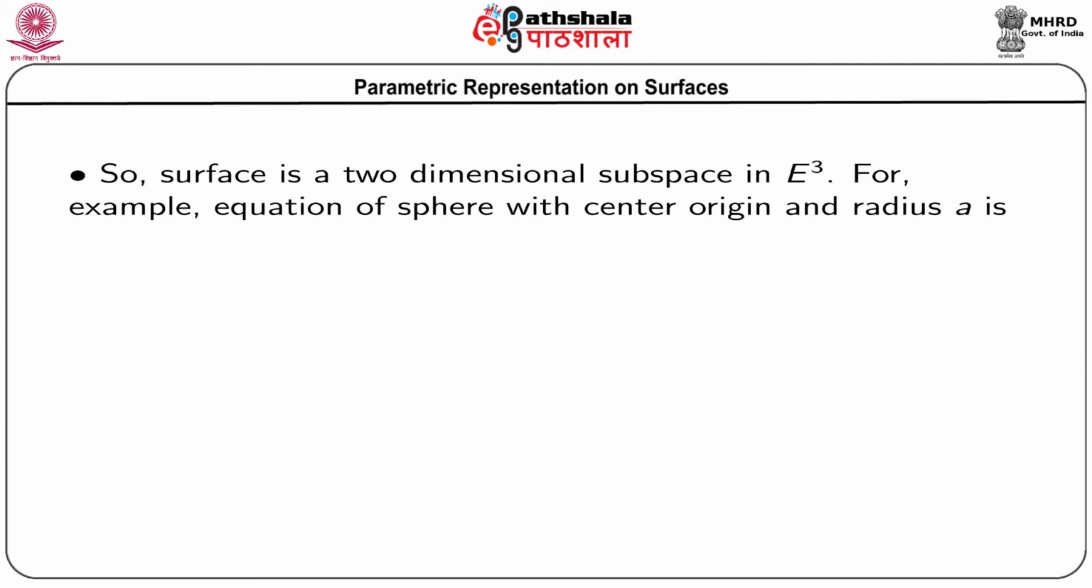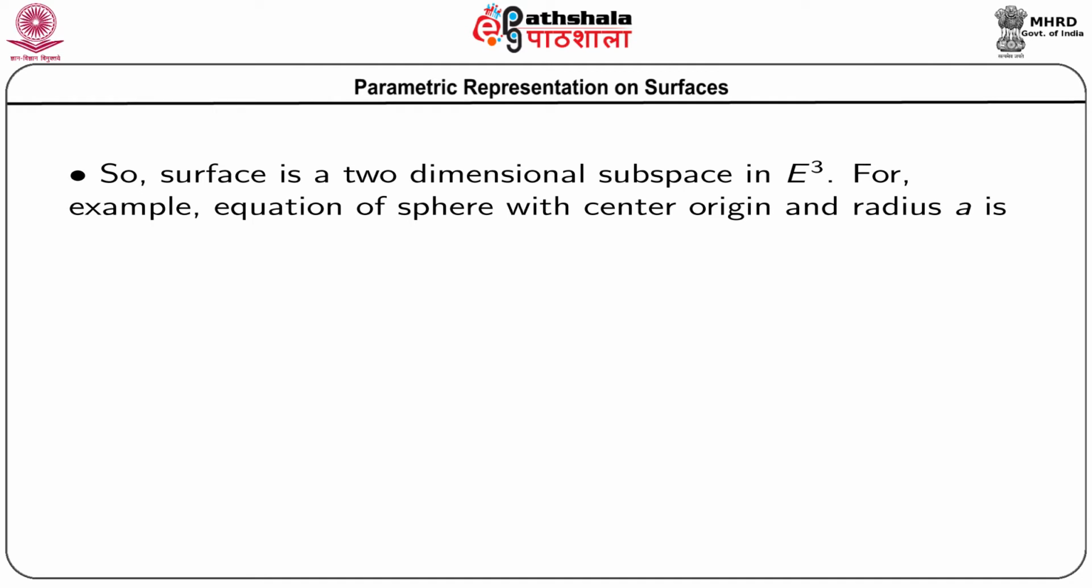So, by these 3 equations, this f(x, y, z) also can be expressed. That means, the 2 independent variables can be given to the equation so that it will determine the surface. So, a surface is a 2-dimensional subspace in E3.